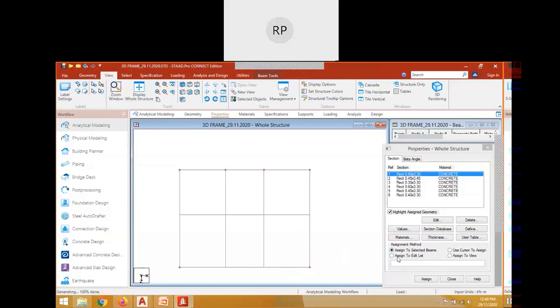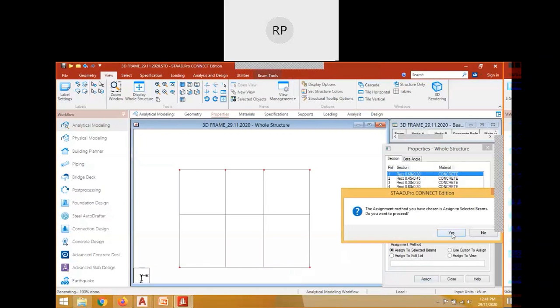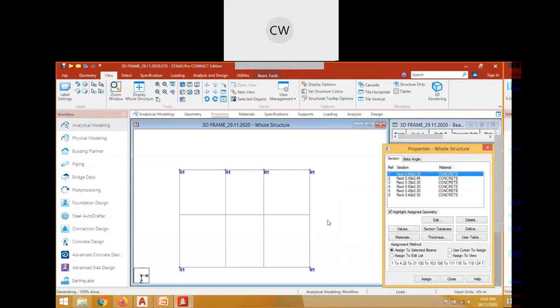Okay, so this property is selected, and here you will find different options: assign to selected beam, assign to edit list, use cursor to assign, and assign to view. Assign to view means the entire structure, whatever the structure is there, these particular dimensions are assigned. Now I want to assign to these particular selected entities only, right? So I will just click on this option. By default it is there, assign to selected beam, and say assign and then say yes. Okay, so now this property is assigned to these particular columns.